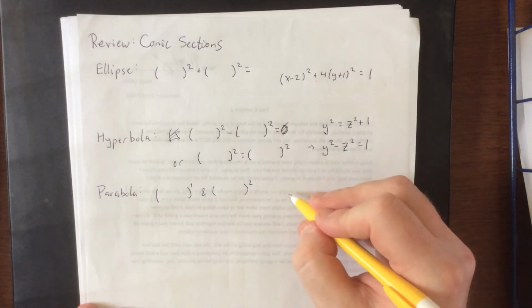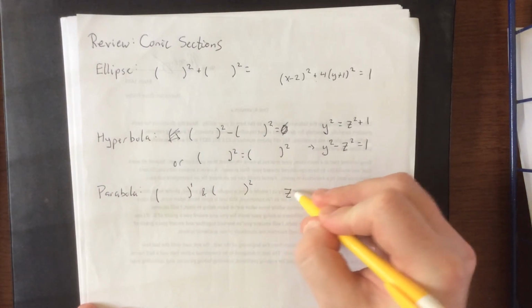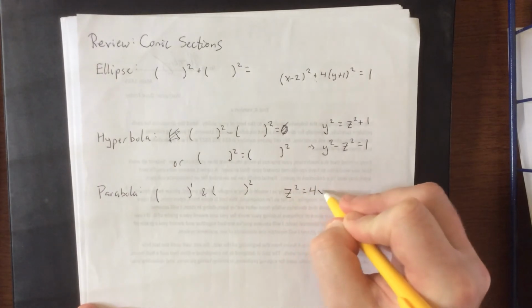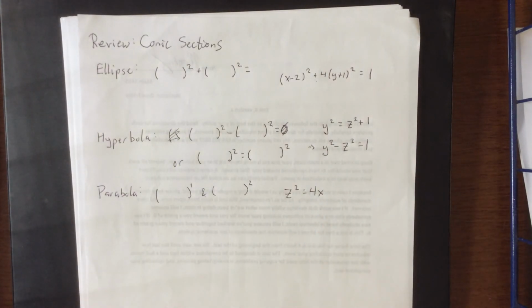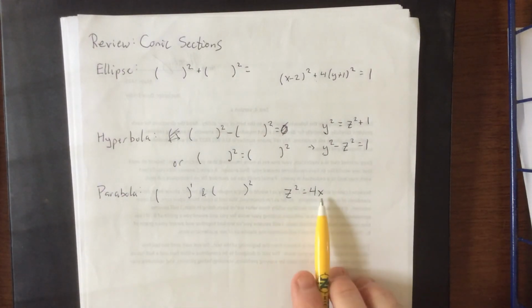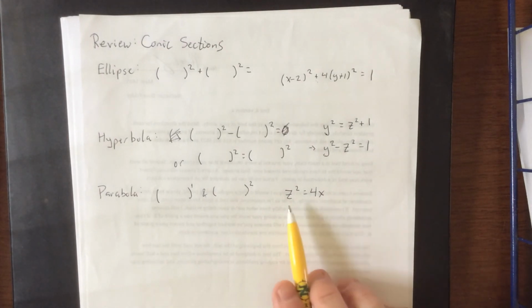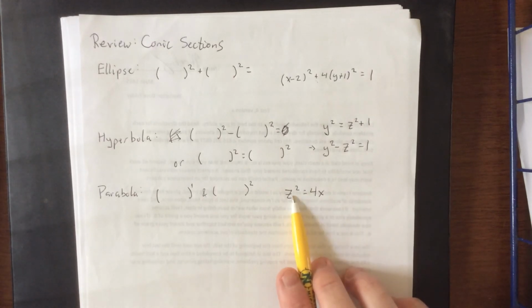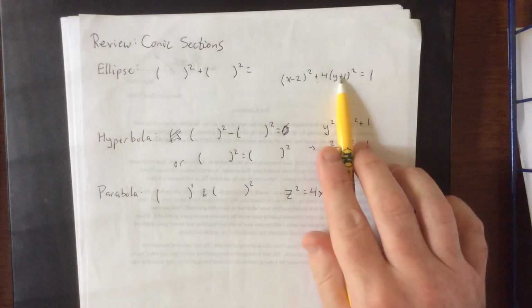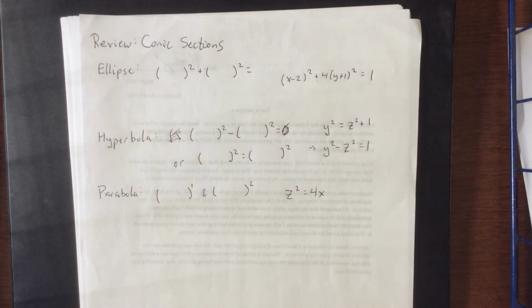And for the last one, if you saw, for example, z squared is equal to 4x. Again, it does not matter that they're on different sides of the equation. What matters is that one of your variables is not squared and the other one is squared. This one is a parabola, hyperbola, ellipse. Done, done, and done.